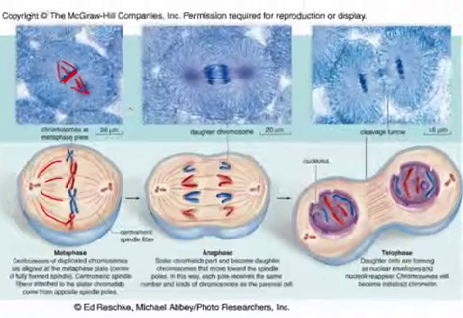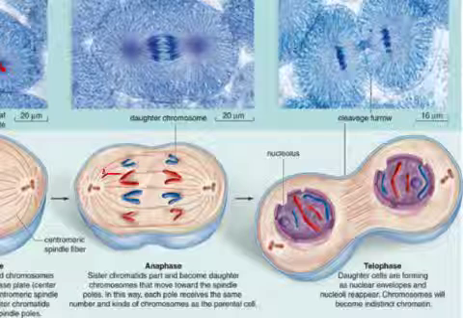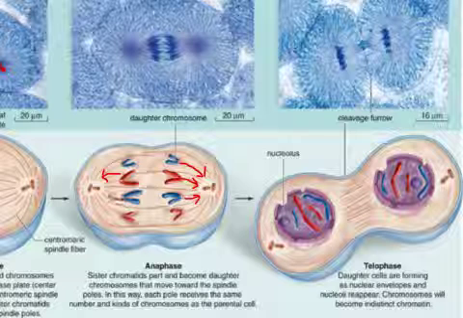During anaphase, the spindle fibers begin to shorten, and this is what actually pulls those sister chromatids apart. So as we mentioned, we're going to separate each pair of sister chromatids. So this occurs in anaphase.